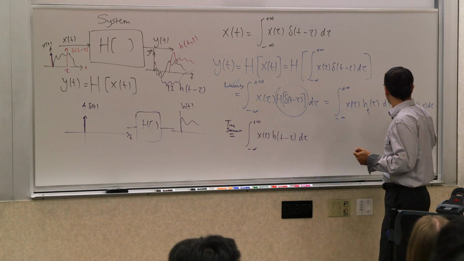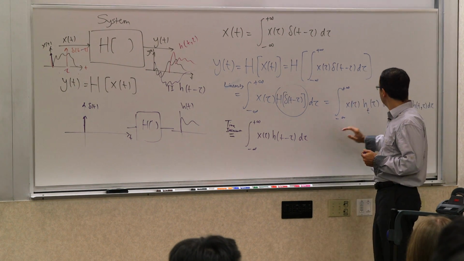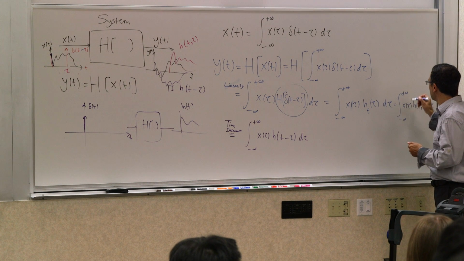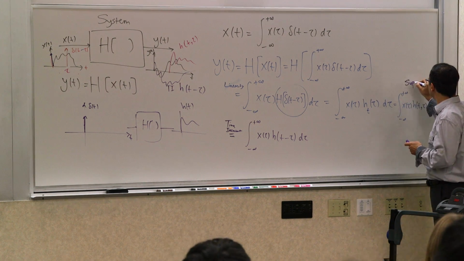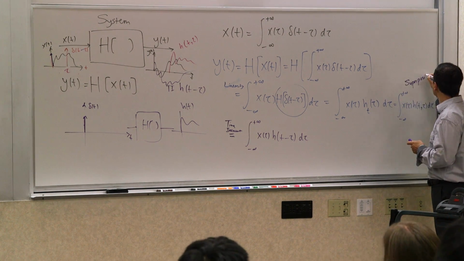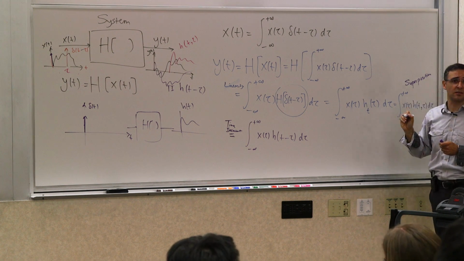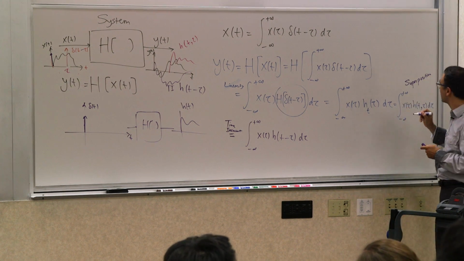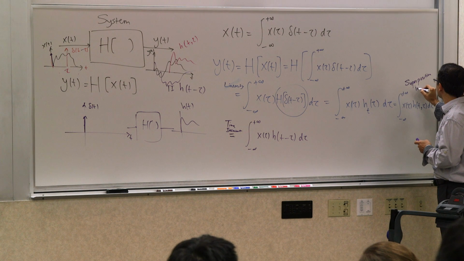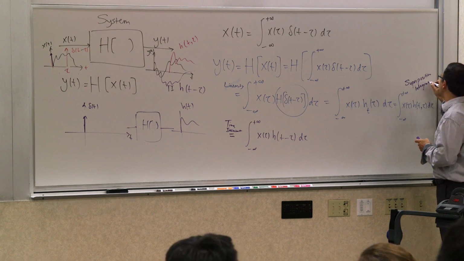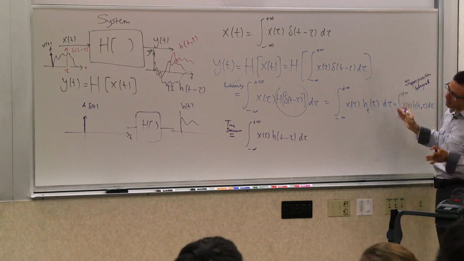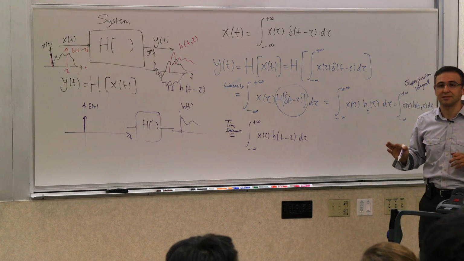Now, these are very important results. This is called the superposition integral. Some people incorrectly call this the convolution integral. This is not the convolution. Superposition integral. Some people like to call it time-varying convolution. Okay, I'll let them do that.